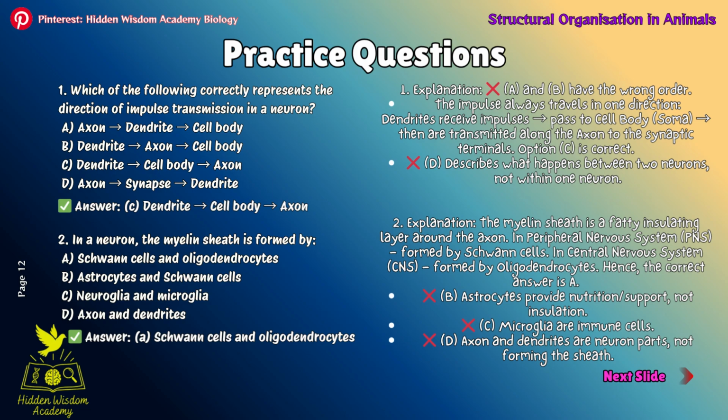Explanation. The myelin sheath is a fatty insulating layer around the axon. In the peripheral nervous system, it's formed by Schwann cells. In the central nervous system, it's formed by oligodendrocytes. So, the correct answer is A. Option B is incorrect because astrocytes give support and nutrition, not insulation. Option C is also incorrect because microglia are immune cells. Option D is also incorrect because axon and dendrites are neuron parts, they don't form the sheath. So, option A is the correct answer, that is in a neuron, the myelin sheath is formed by Schwann cells and oligodendrocytes.